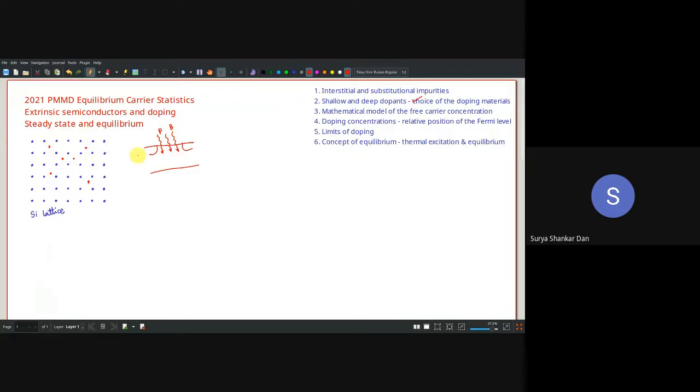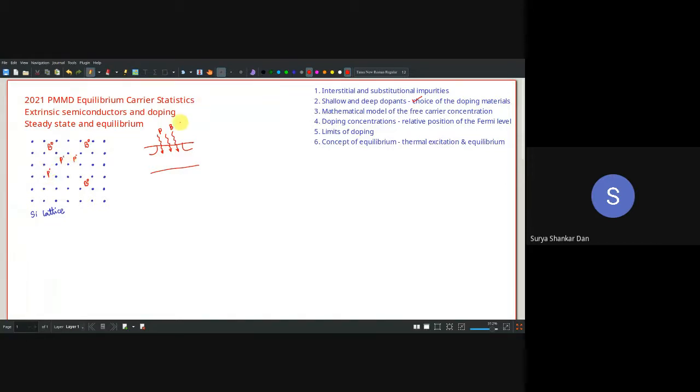Now these atoms of phosphorus and boron, what will they do? Suppose you have one phosphorus dot, phosphorus dot, boron vacancy, boron vacancy. Remember, boron has one vacancy, phosphorus has one electron extra. Okay? Let's talk about the P dot here.